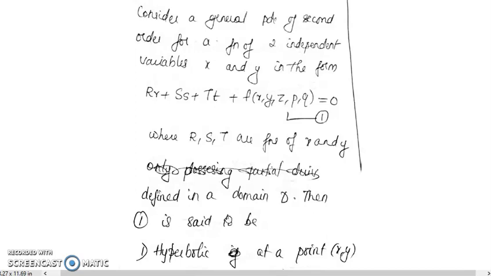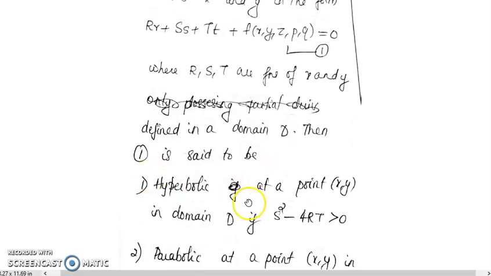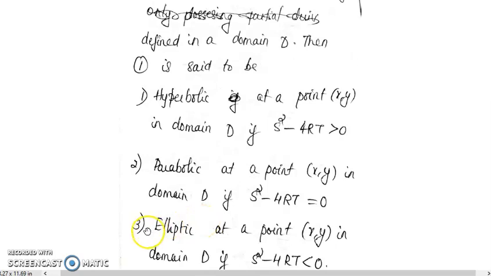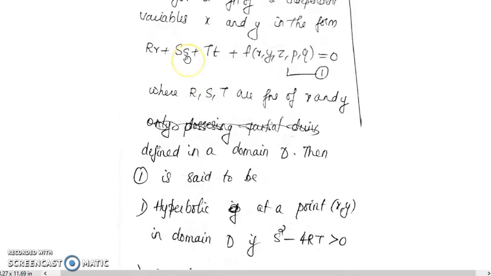elliptic. Now the equation is said to be hyperbolic at a point (x, y) in the domain D if, when we find s square minus 4rt, it is greater than 0. We say that equation 1 is hyperbolic. Now it is parabolic if for all (x, y) in the domain D, s square minus 4rt is equal to 0, and again the equation is said to be elliptic if for any point (x, y), s square minus 4rt is less than 0.